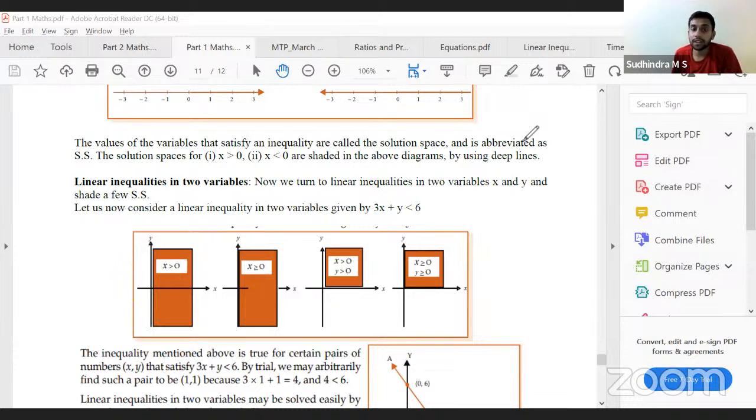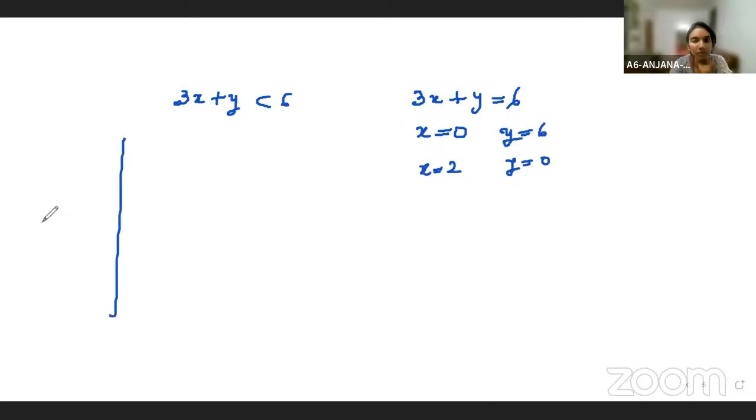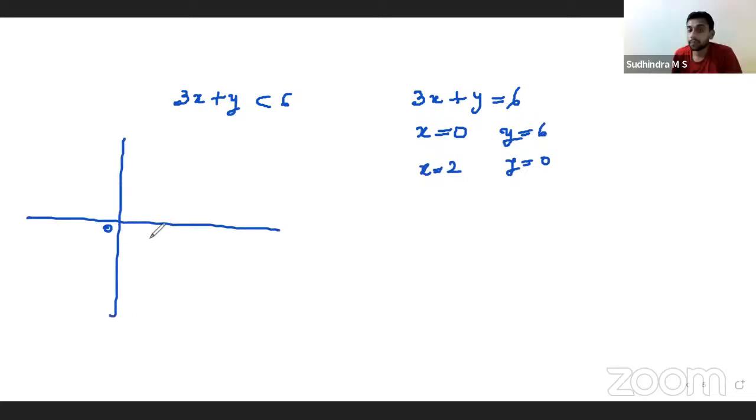So 3x plus y less than 6. First, we would consider it an equation. Then I'll make x as 0. If x is equal to 0, y is equal to 6. If y is equal to 0, x is equal to 2. Then I'll plot that in a graph. I want 6, so 2, 4, and 6. x is 0, y is 6. y is 0, x is 2. So this line represents 3x plus y equal to 6.